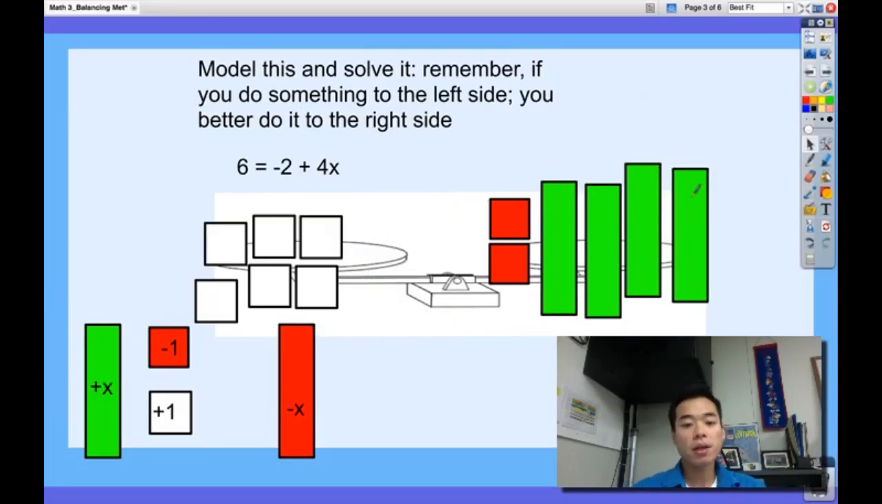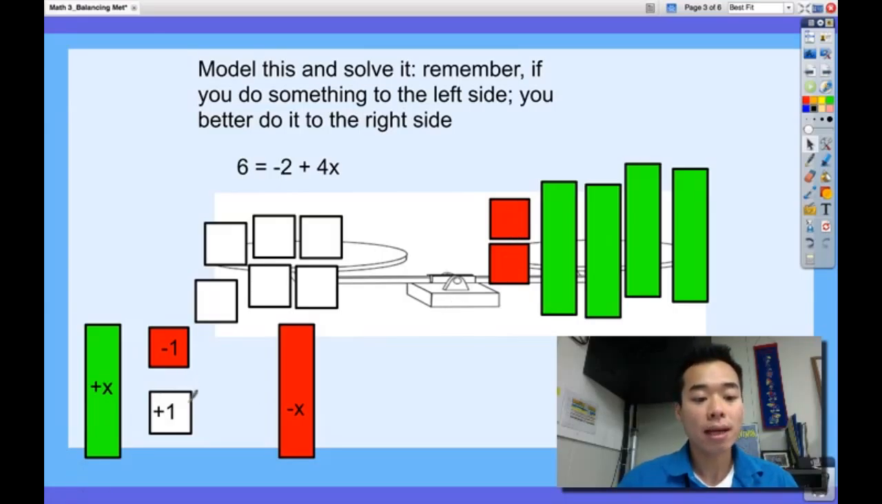Alright, so if you look on here, I need to figure out how many white tiles are in each of these green tiles to make the right side and the left side balance. So what I need to do is get all my variables on one side and all my numbers on the other. Since there are already 4 green tiles on here, I'm just going to leave that. And I need to get rid of these 2 red tiles.